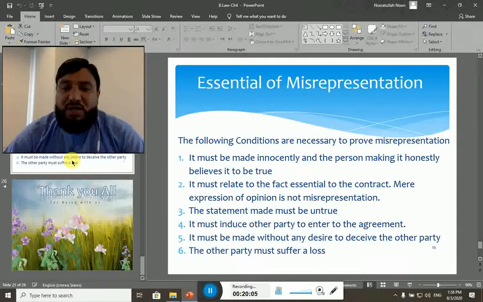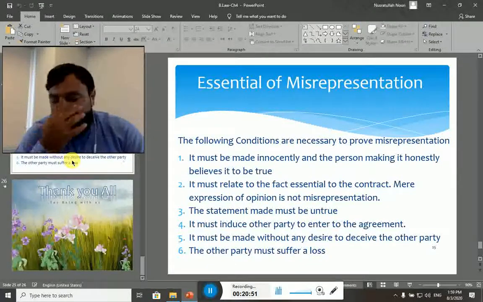It must relate to a fact essential to the contract. Mere expression of opinion is not misrepresentation. The statement must be untrue. It must induce the party to enter into the agreement. It must be made without any desire to deceive the party. The other party must suffer a loss. Like you say, believe me, I did not have any intention to deceive you, and that's what misrepresentation is. Even if you have no intention to deceive the other party, and your negligence has caused loss to the other party, this comes under the category of misrepresentation.